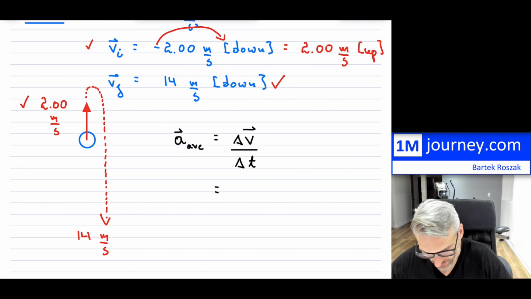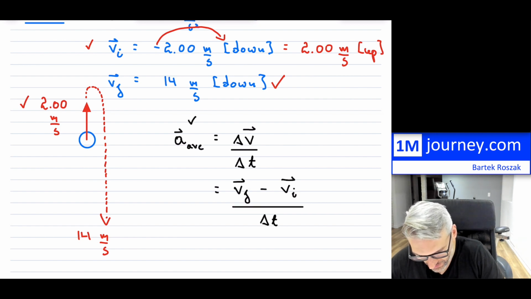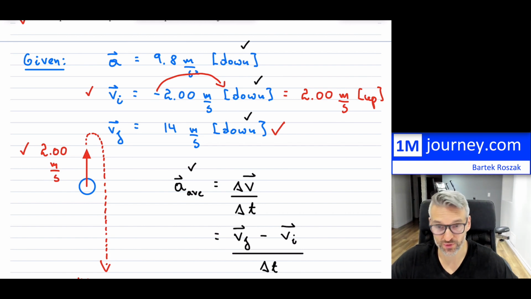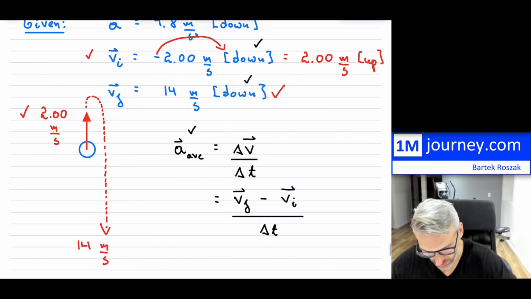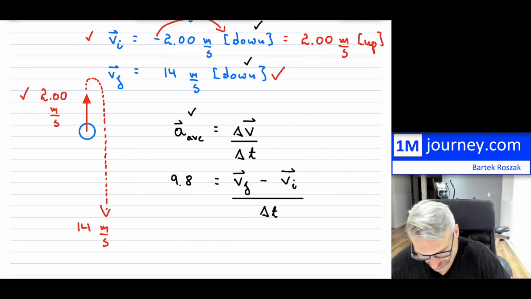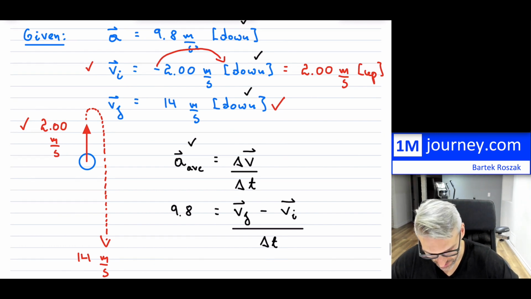And in here, if I'm going to do all of this together, there's going to be V final minus V initial, all over my delta t. Now, I know this, so this is 9.8. Notice everything is down, so I'm going to keep this down, keep this down. You have to keep those in the same direction so that you can plug it into your formula. So this would have been 9.8 meters per second squared. All the other ones are in meters per second, so that's fine.